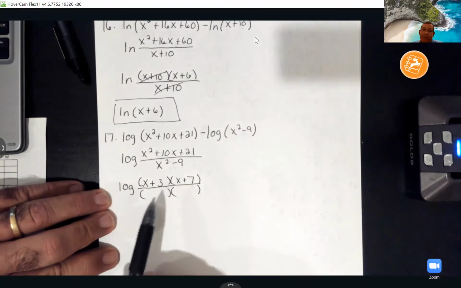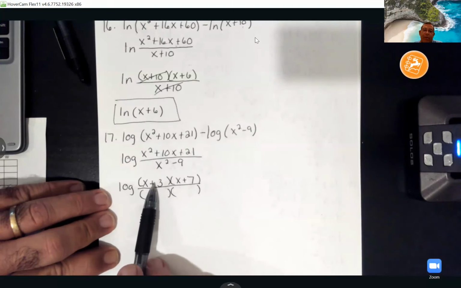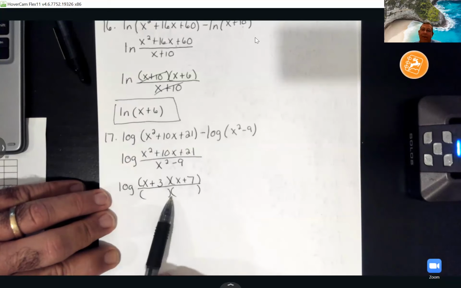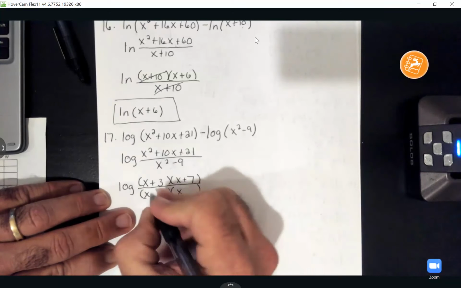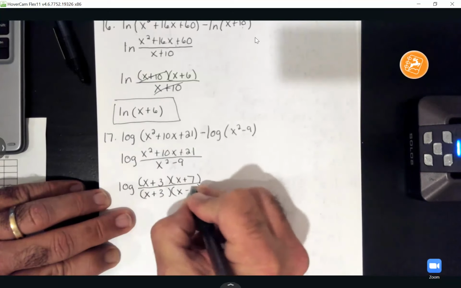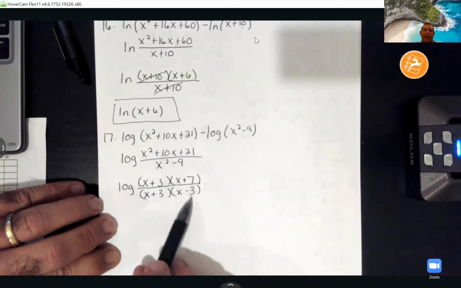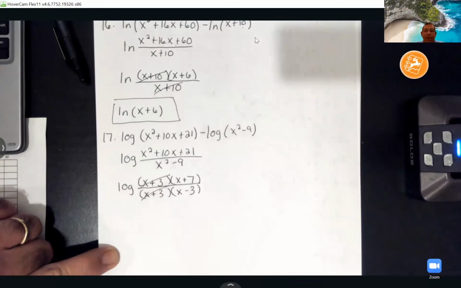Which means if this is going to cancel, one of these factors had better be an x plus 3 or an x plus 7. If I don't get those, nothing will cancel. Down there, it's x squared minus 9, which is x plus 3, x minus 3. Perfect squares will always be conjugate pairs. Well, y'all look at that. X plus 3 is gone.